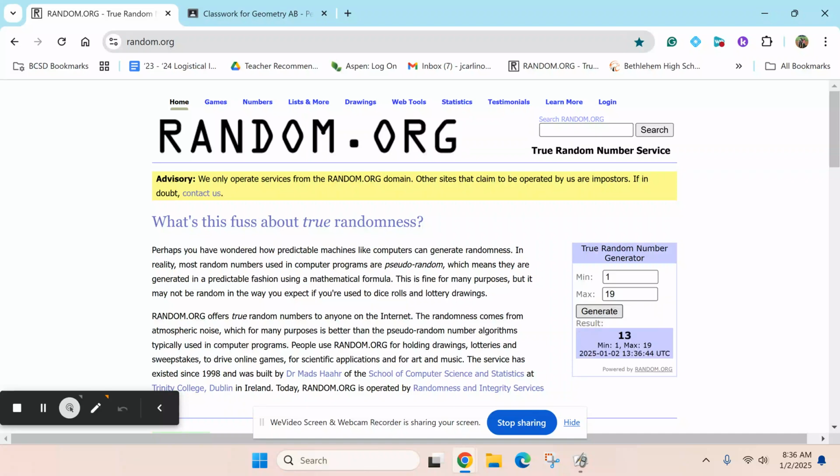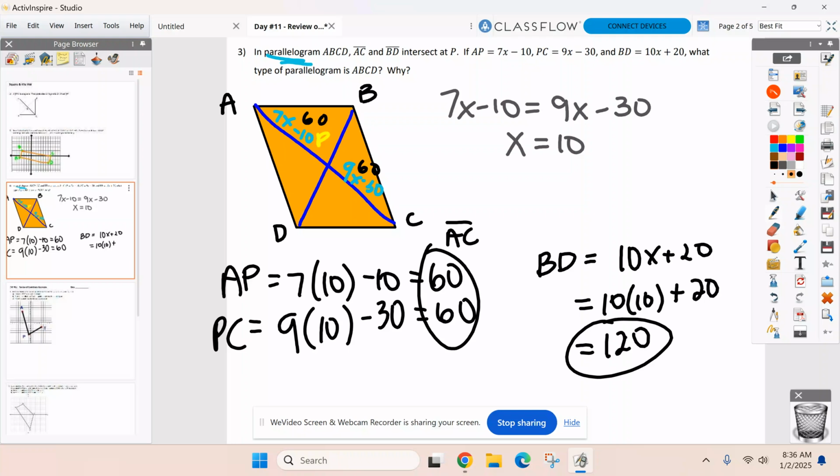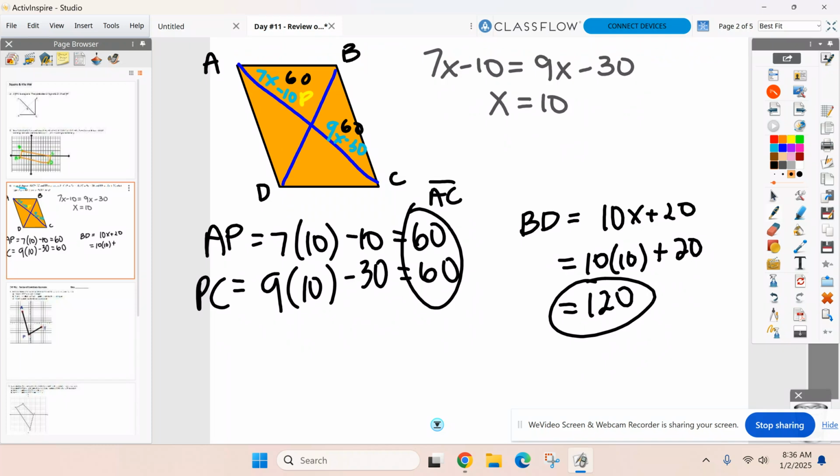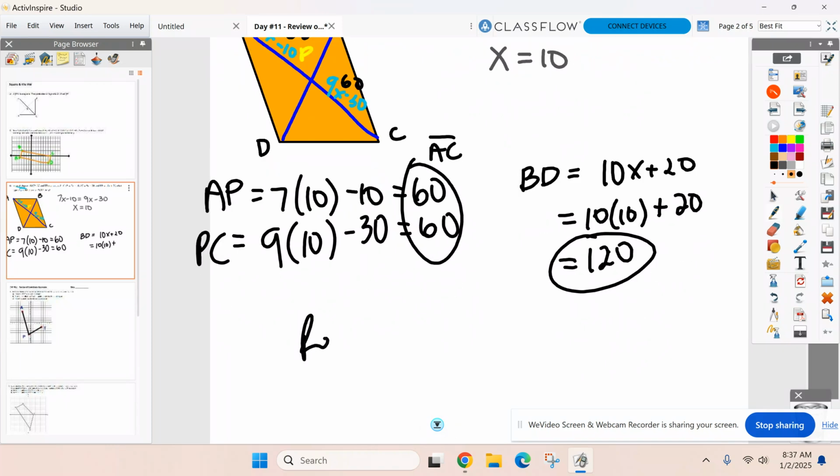Parallelogram with congruent diagonals. This is a rectangle. Now, some of you might want to say a square. I get it, but I don't have enough information to say it's a square yet. A parallelogram with congruent diagonals makes this a rectangle. Not enough information to say it's a square yet. I still need a little more, but I can at least say it's a rectangle. Questions there?